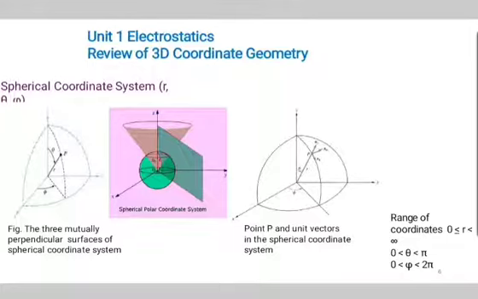A cone having its vertex at the origin and with its surface symmetrical about the z-axis, since the angle theta is the angle that the conical surface makes with the z-axis, the surface is denoted by theta is constant. So these are the three coordinate systems: Cartesian coordinate, cylindrical, and the third one is the spherical coordinate system.